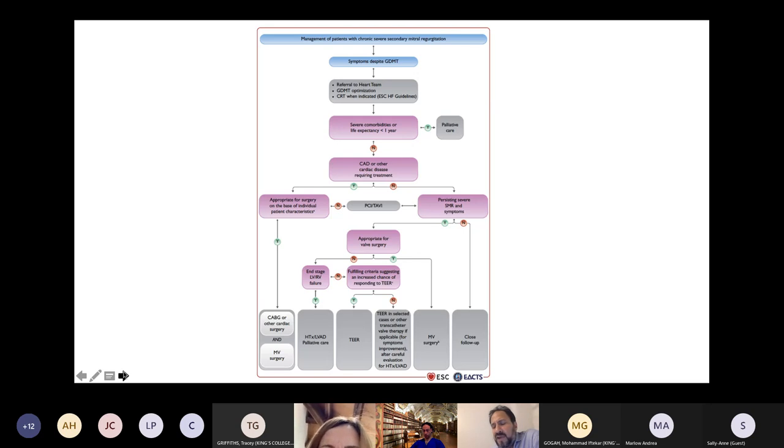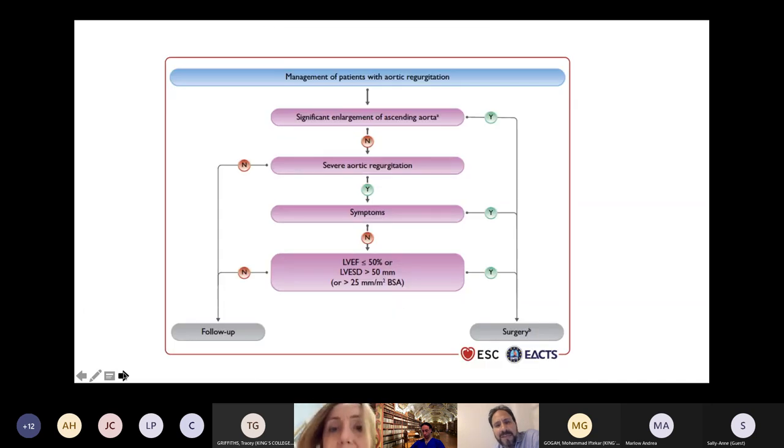Now, for secondary mitral valve regurgitation, you've already heard about goal-directed medical therapy, because this is a disease of the left ventricle. So optimizing pharmacotherapy in the community is also the fundamental treatment for mitral valve regurgitation. And then we would consider treatment for secondary mitral valve regurgitation based upon whether or not they have a target for revascularization and they've been optimized appropriately with pharmacotherapy and device therapy.